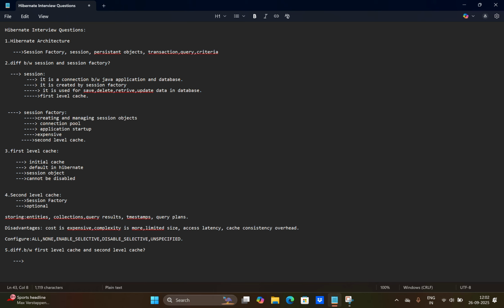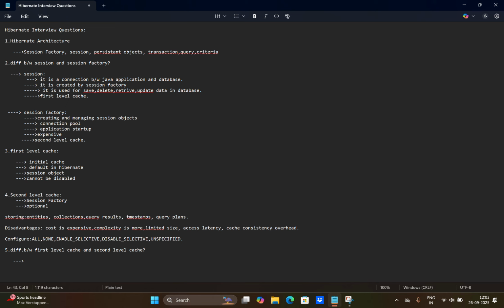While coming to usage, the first level cache is for repeated access within the same session, while the second level cache is for sharing data across multiple sessions. While coming to the clearing mechanism, the first level cache is cleared when the session is flushed or closed, but the second level cache is cleared manually or through eviction policies. While coming to synchronization, the first level cache is automatically synchronized with database operations.